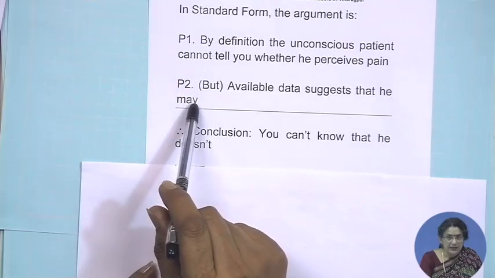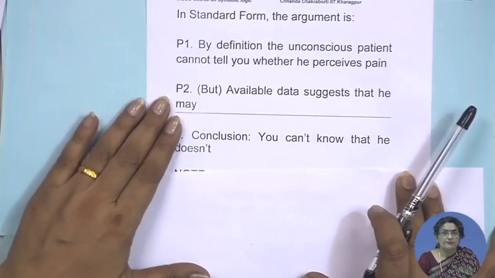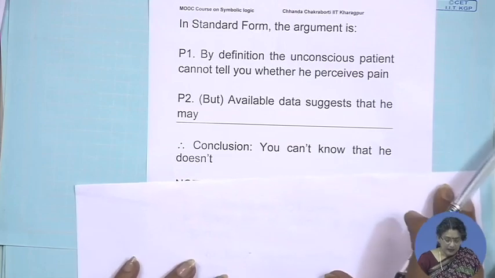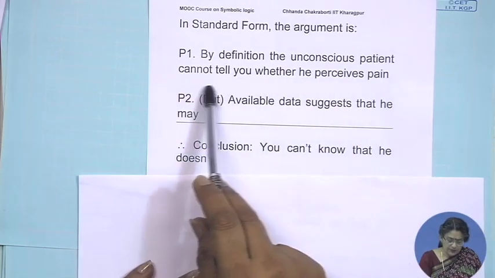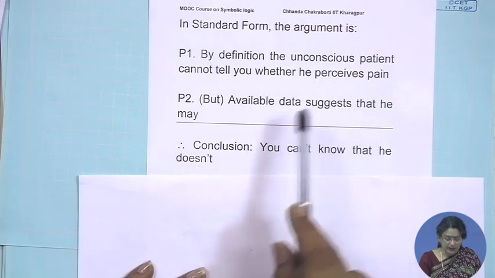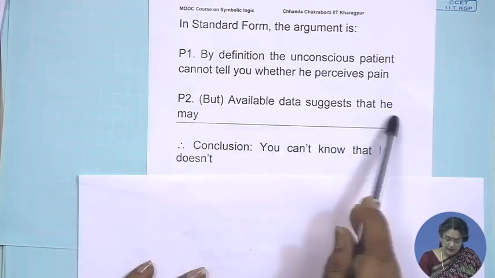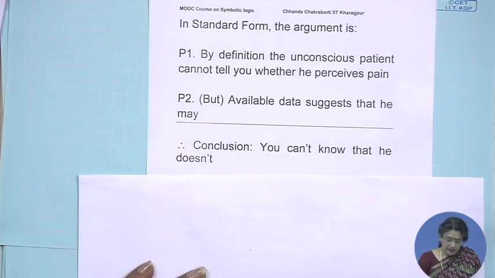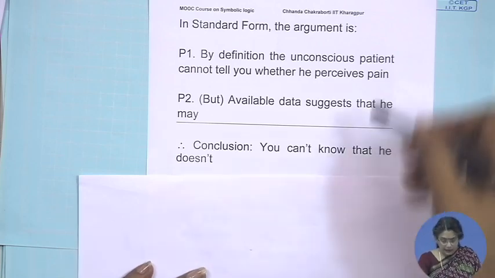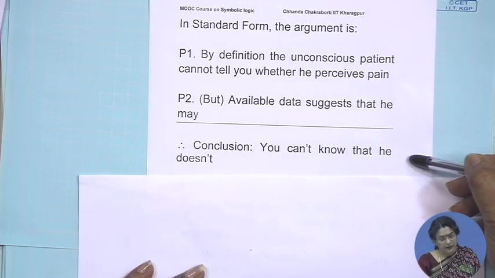In standard form, the same argument that I just showed you is going to look like this. There are going to be two premises lined up like so, and here comes the conclusion. So, premise number 1 is, by definition the unconscious patient cannot tell you whether he perceives pain, and premise 2 is, available data suggests that he may. Here comes the dividing line, here comes the conclusion. You can't know that he doesn't. This separation is something that gives you the clear structure of an argument here.